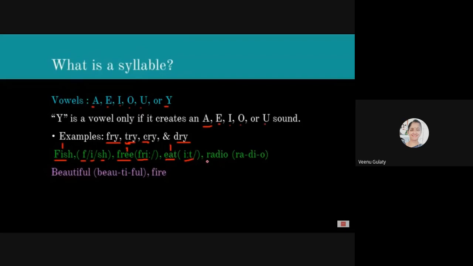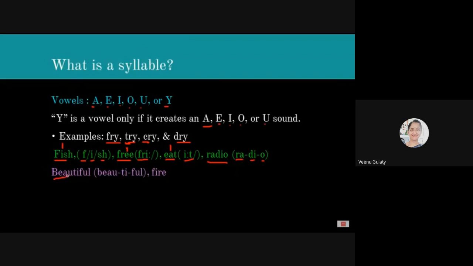Now we have word radio. If we divide radio into parts, it will be ra, di, o. So we have three vowels, a, i, and o. And if you pronounce radio, you can hear the sound of three vowels. So radio is three syllable word.